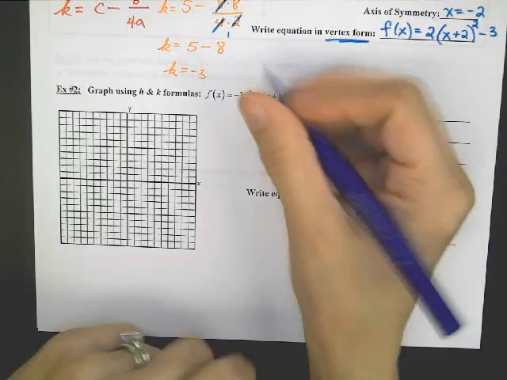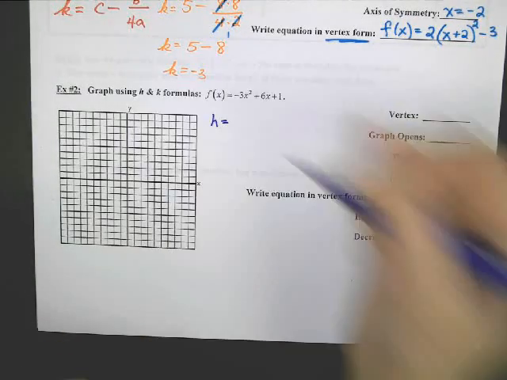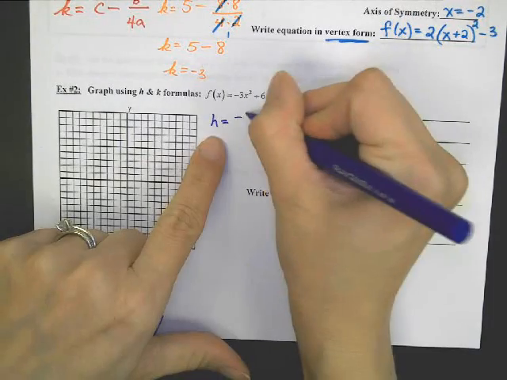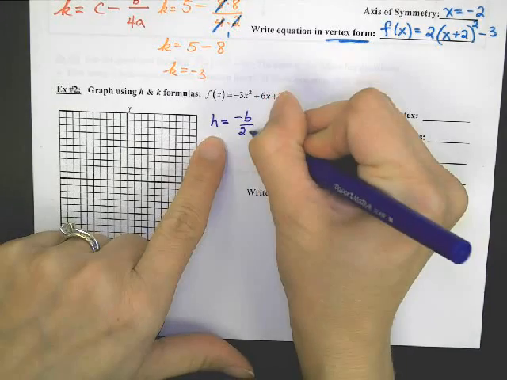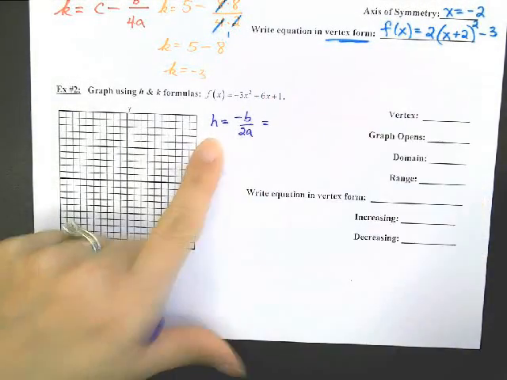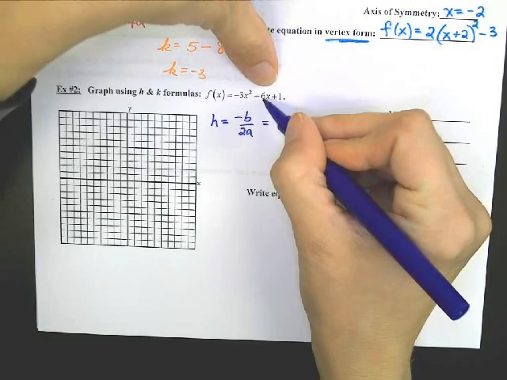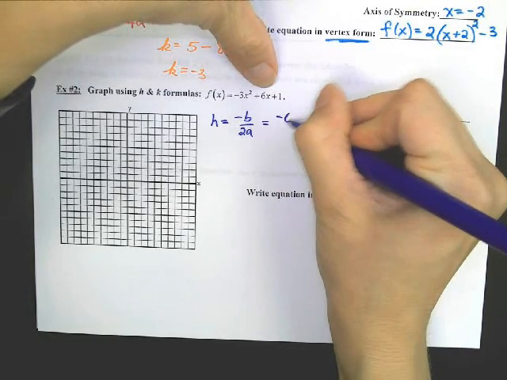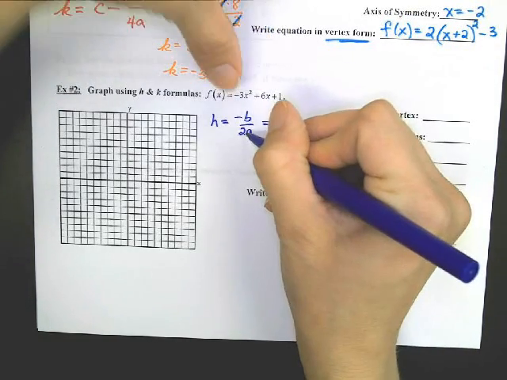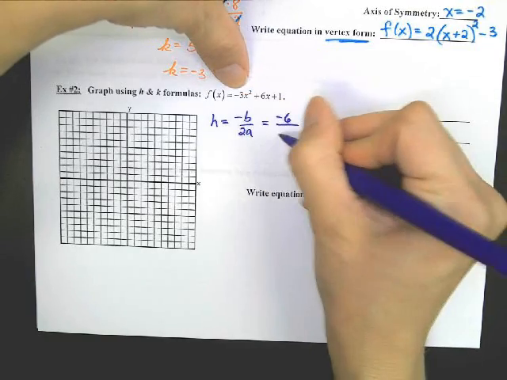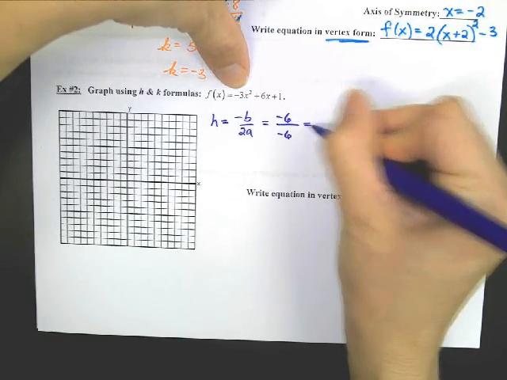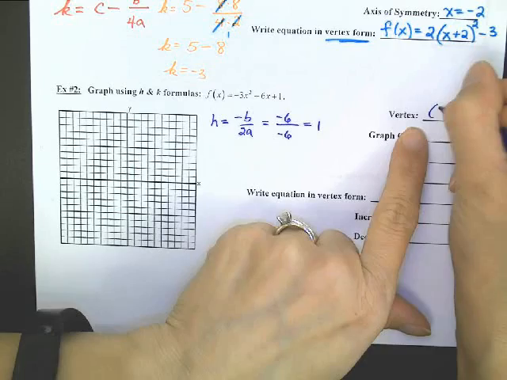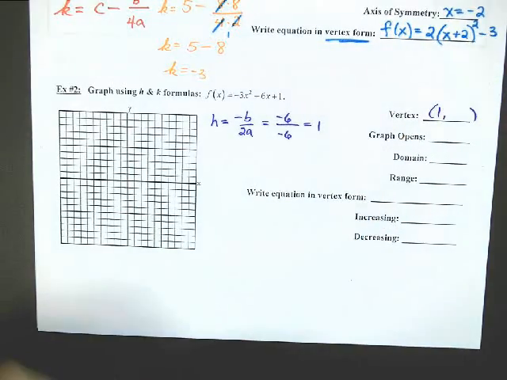All right, here we go. First, we're going to find h. Give me a negative b over 2a. All right, give me a negative b. Not a positive 6, but a negative 6 divided by 2 times a. Well, that's negative 6 divided by negative 6, so that's going to be a 1. So the vertex is 1 comma something.